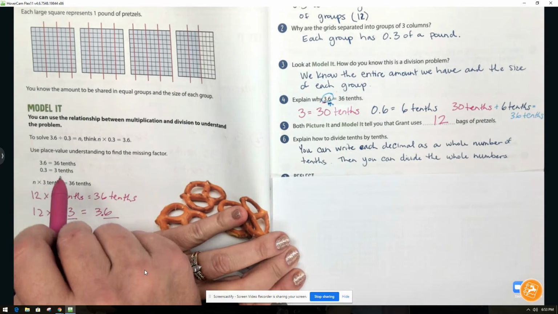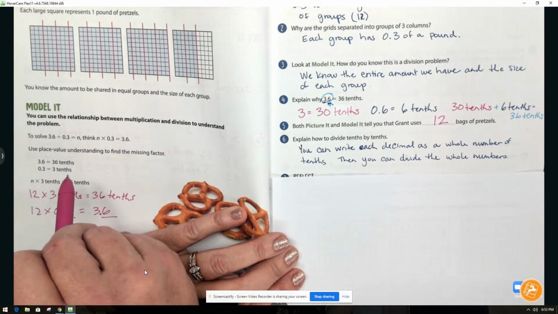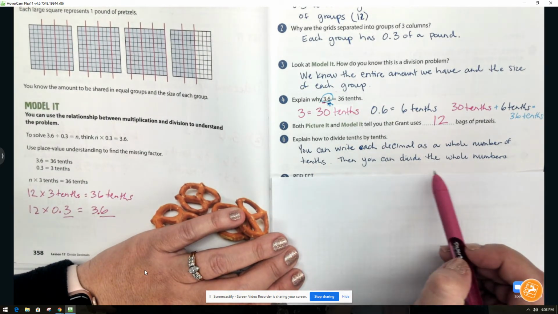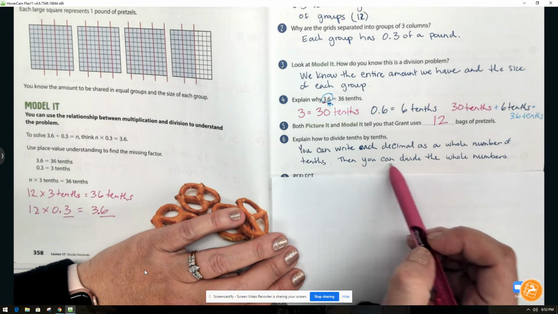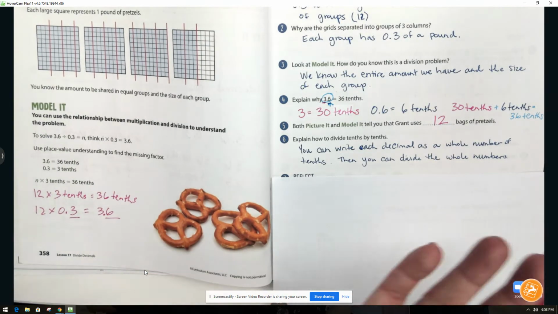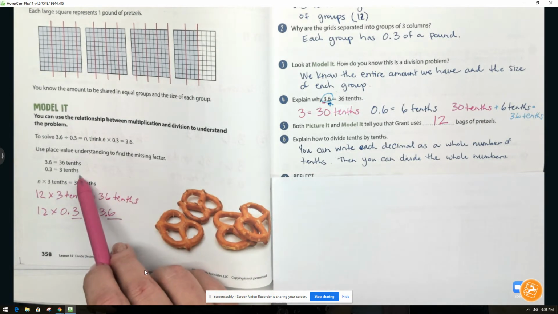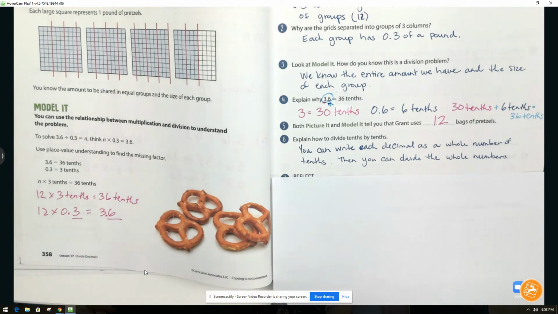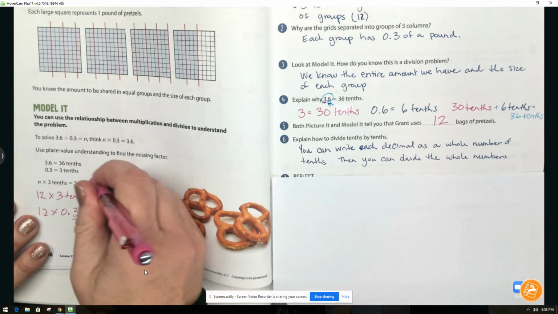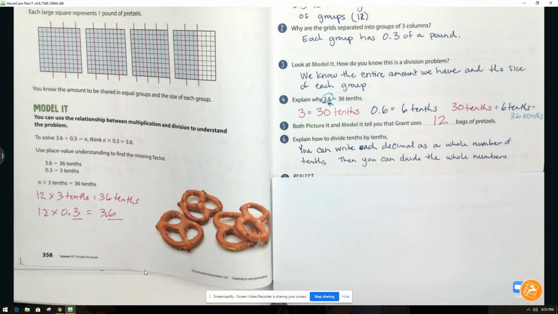So remember, 36/10 and 3/10. Then you can divide the whole numbers. And in this case, there's no decimal to put back into the problem because we're dividing a tenth by a tenth. Remember I told you that when we divide a tenth by a tenth, they cancel each other out. So you don't need to worry about that whole number.